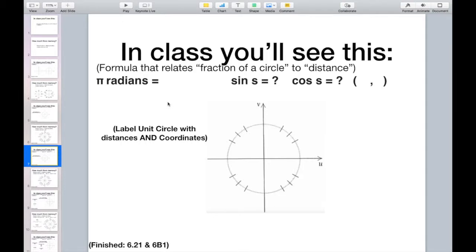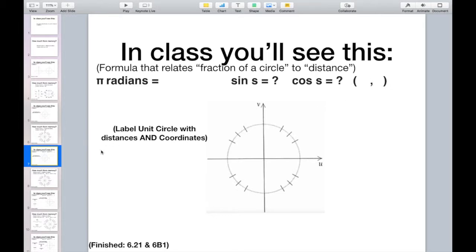All right, now that we've finished assignment 6B1, the next day, tomorrow in class, you'll see this. You can write the formula. You can have pi radians is equal to this. Our familiar unit circle, you can label it with distances and coordinates. And then the new from last assignment was sine of s is equal to what, and cosine of s is equal to what, and it's what comma what.